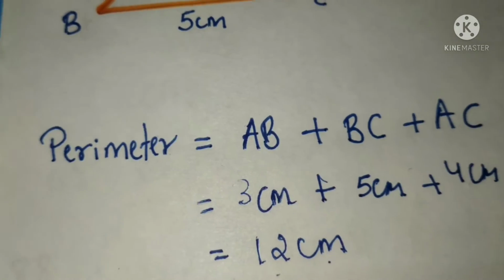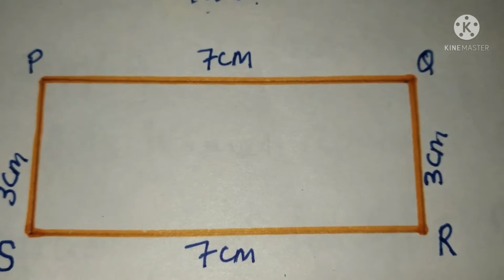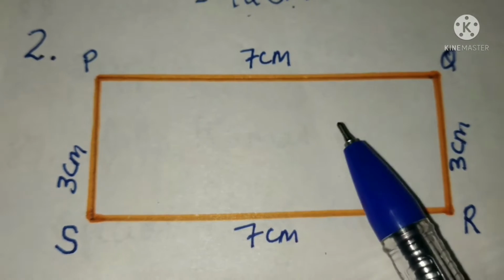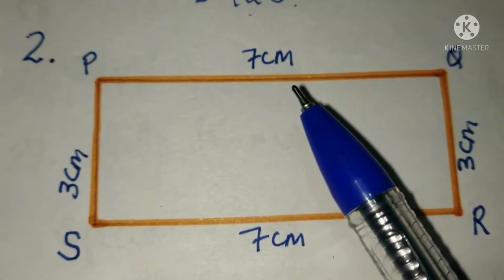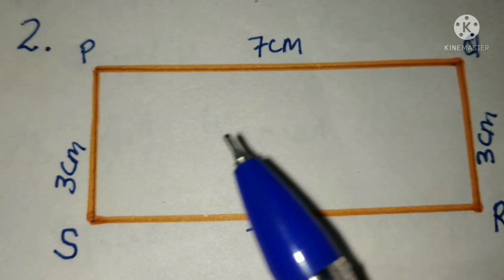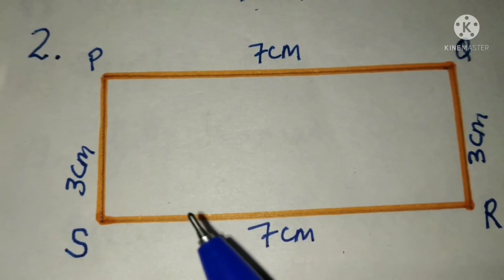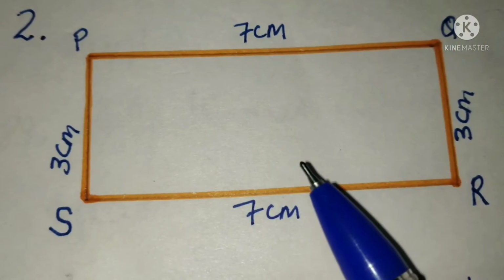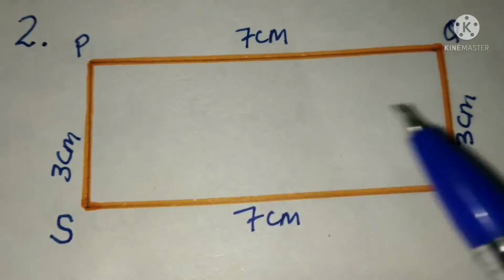Now the next figure we have is a rectangle. So you can clearly see the rectangle here. In this rectangle, length is of 7 cm and breadth is of 3 cm. And we all know that in a rectangle, the lengths will be equal to each other. Similarly, the breadths will also be equal to each other. So, in order to find the perimeter of this rectangle, we have to add the lengths of all the sides of this rectangle. So we can clearly see here in this rectangle that there are two lengths and two breadths.